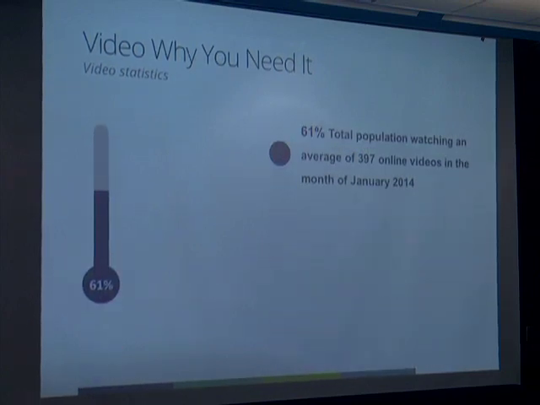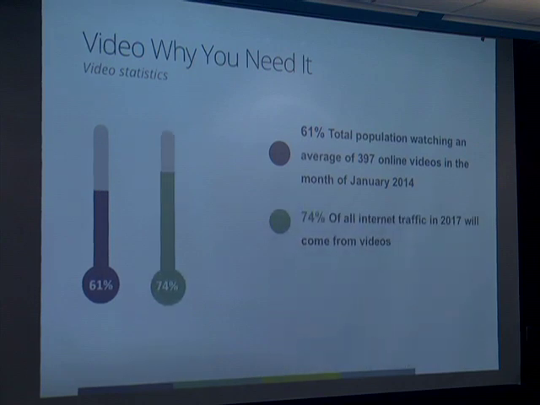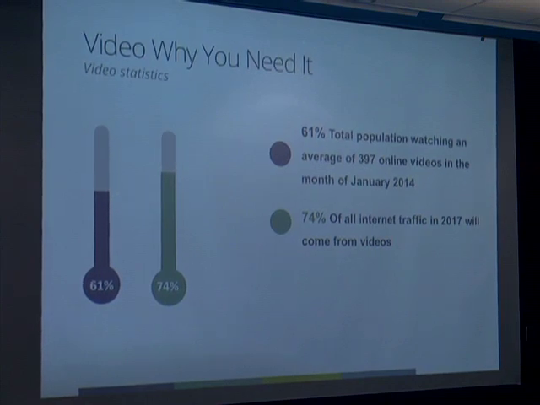61% of the total population watched an average of 397 online videos in the month of January this year. That's a lot of video watching. And here's the most important reason. 74% of all internet traffic in 2017 is projected to come from video. What that means is right now, Google is the number one search engine, but by 2017, it's going to be YouTube. And if you don't have a video, you have no chance of being found. So everybody in the next couple of years has to have some videos.